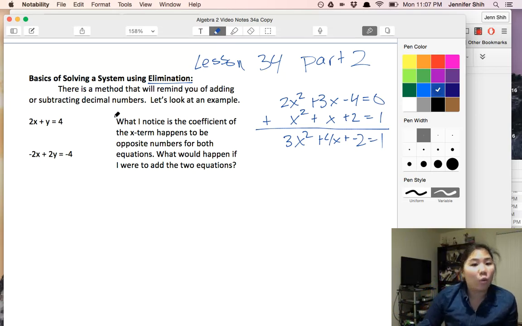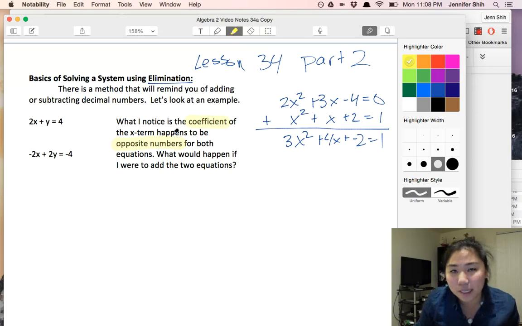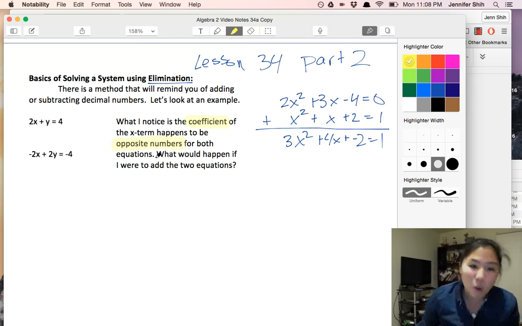Elimination. Okay, what I notice is that the coefficient of the x term, coefficient, that means the number in front of the x term, happens to be opposite numbers for both equations. Opposite, like the opposite of 1 is -1, and the opposite of 3 is -3, and the opposite of -5 is +5. That's what opposite means. What would happen if I were to add the two equations?